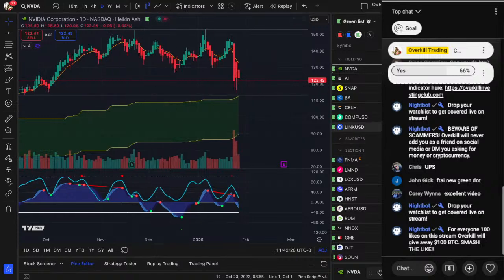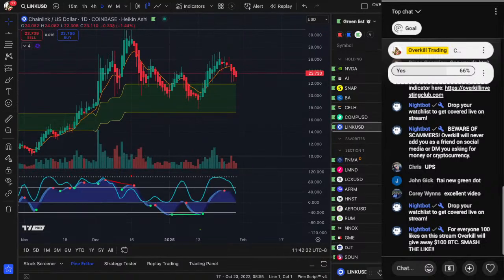Wow. We're getting a nice bounce. Look at Chainlink's up 5%. I literally turned away. It's up 5% here. Good news from Powell. What was the news, Corey?